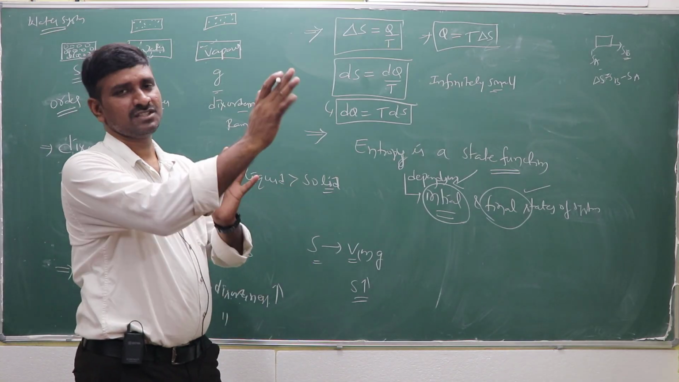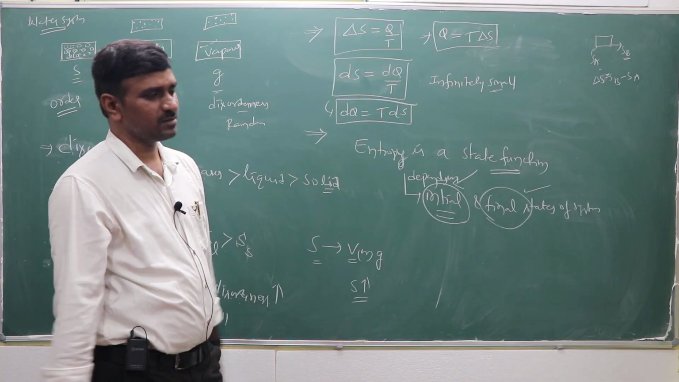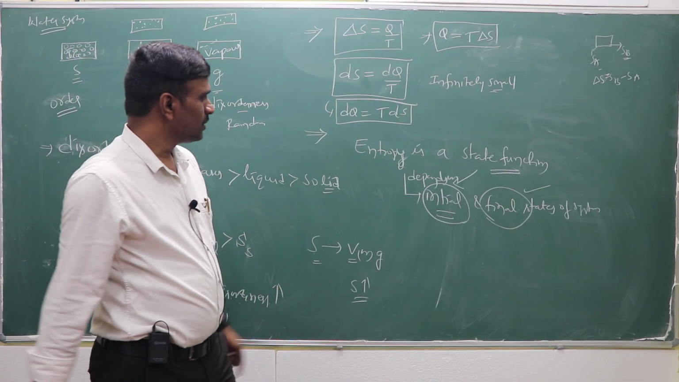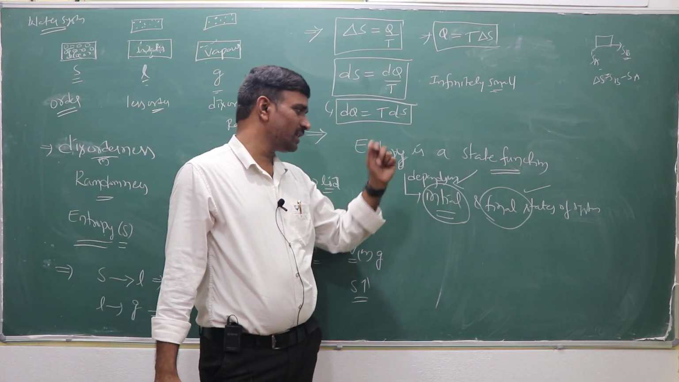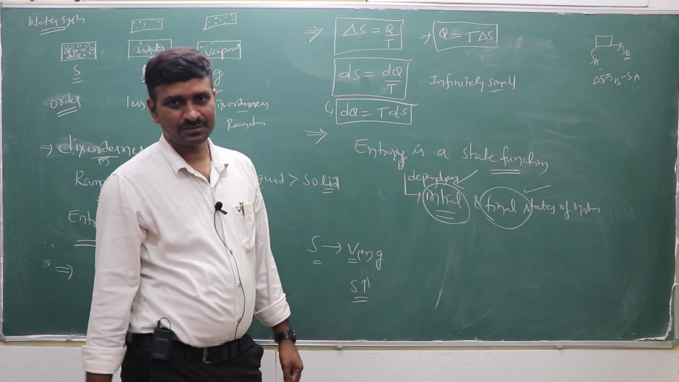How to reach from the initial state to the final state, whether it is a direct process or several other processes taking place, is not a matter. So entropy is a state function. That means it depends upon the initial and final states of the system, right?